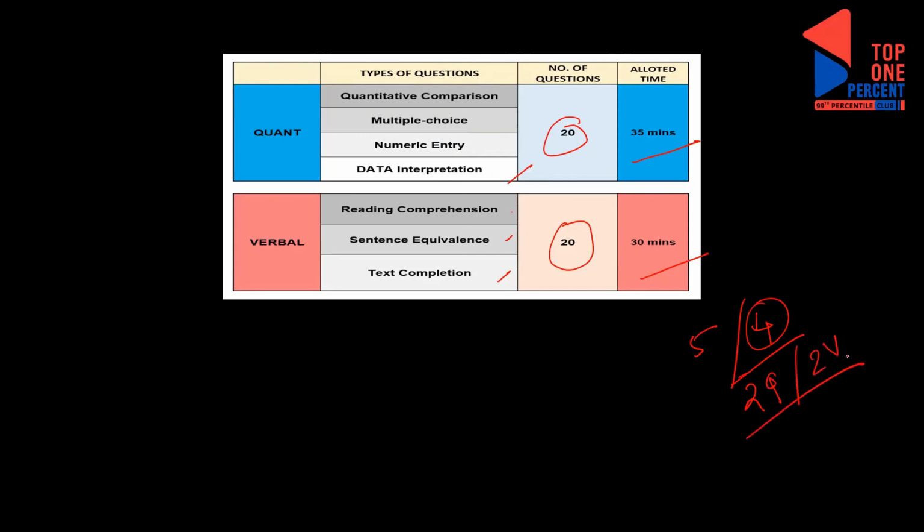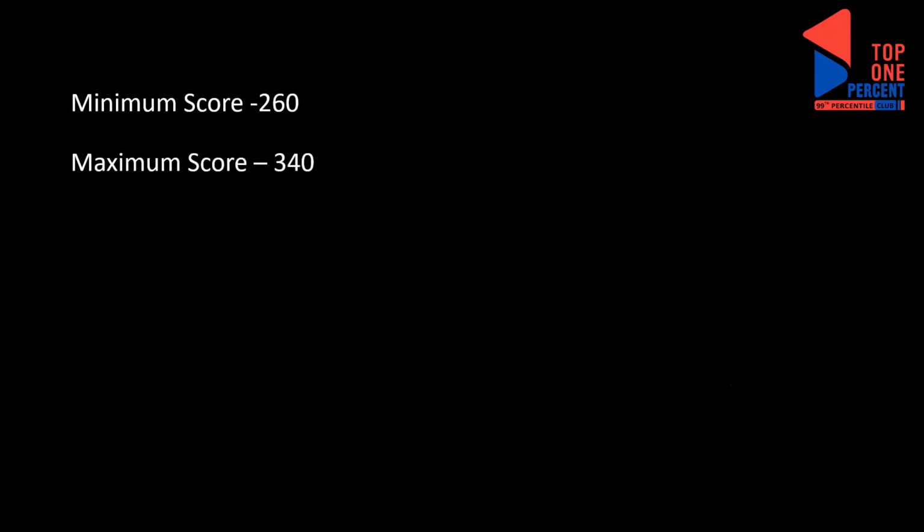To understand the scoring pattern, the minimum score in GRE is 260 and the maximum score is 340. So on a linear scale, it is 80 questions and 80 marks. 80 questions because there are 40 quant questions and 40 verbal questions.